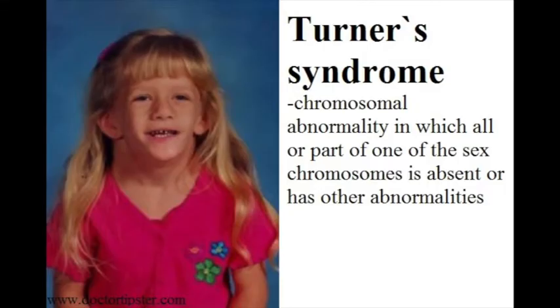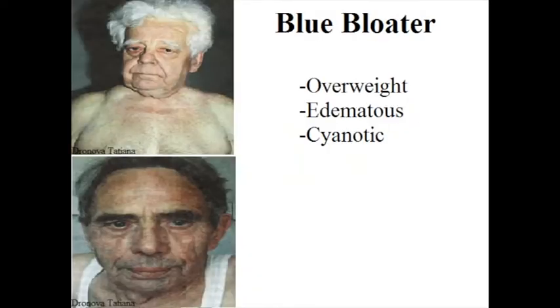Turner syndrome. It is a chromosomal abnormality in which all or part of one of the sex chromosomes is absent or has another abnormality. It may show typical features, for example, down-slanting eyes, droopy eyelids, prominent earlobes, crowding of the teeth, and short neck.